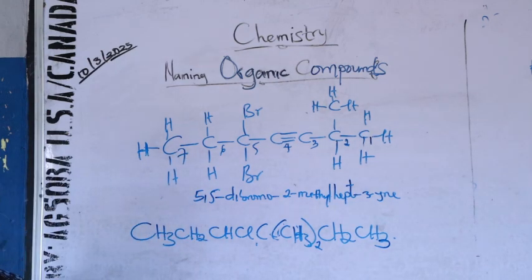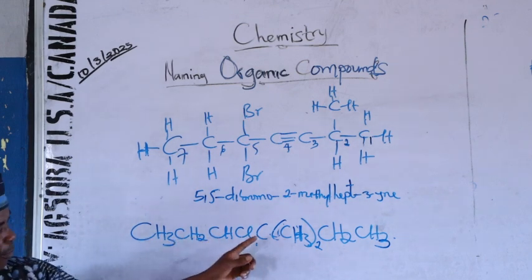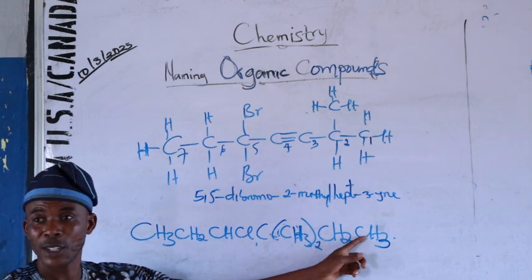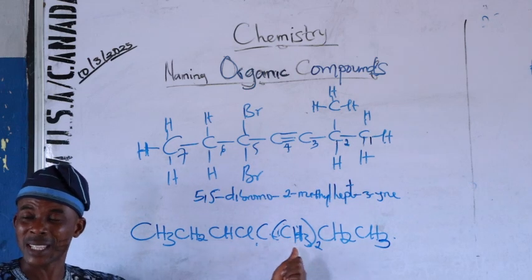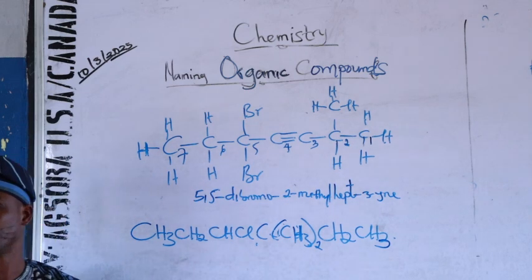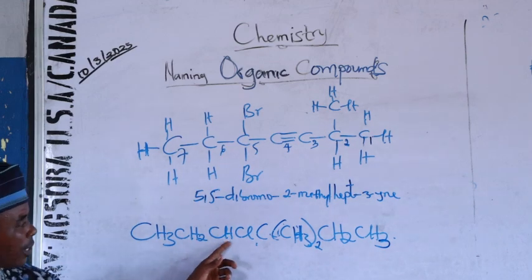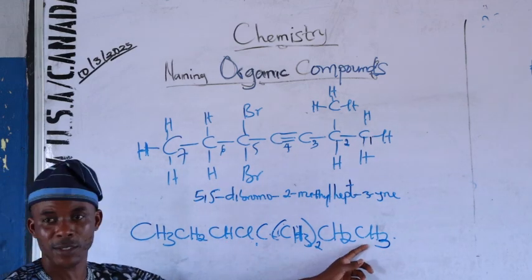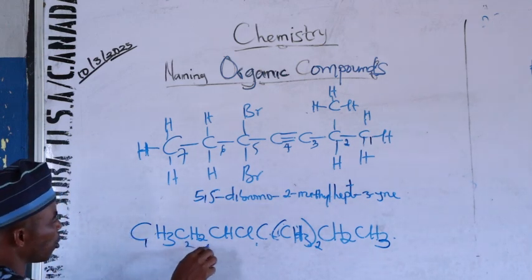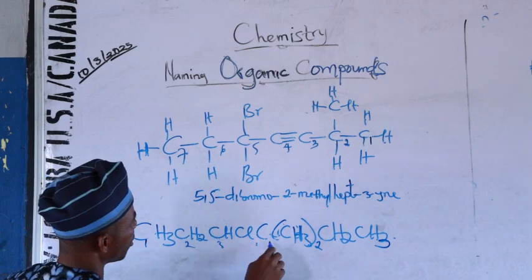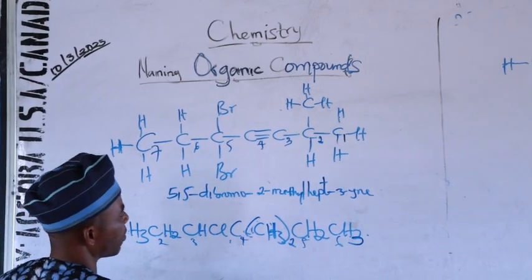Now, what will be the longest chain here? 1, 2, 3, 4, 5, 6. You see, I did not count the one in bracket because it shows that it is a substituent attached to the previous carbon atom. Is that okay? So the longest chain is 1, 2, 3, 4, 5, 6. Let us name it like this.